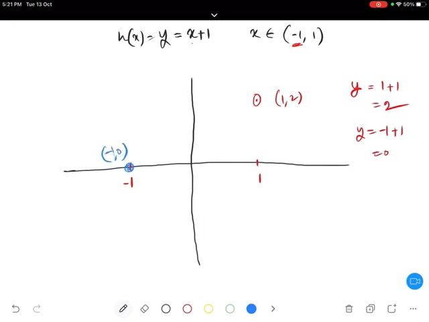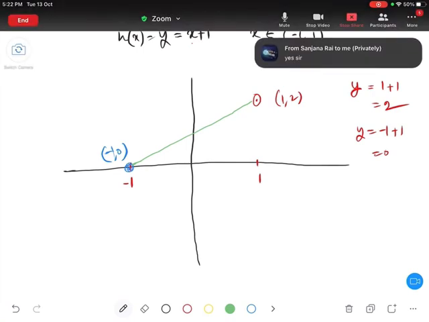Now the function lies between these 2 points. Now I know how to draw a straight line joining 2 points. So I will just draw a straight line joining these 2 points. That's it. Am I clear? Yes or no? Now is it clear? Sanjana, yes or no?